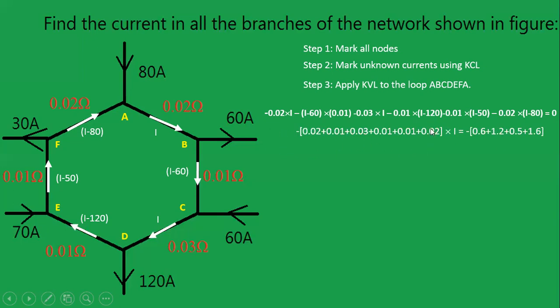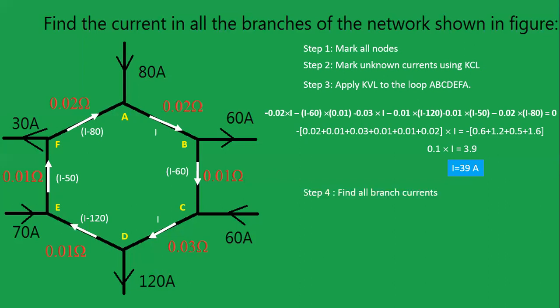So we have applied KVL to the loop, equated to 0, and upon rearranging, we are keeping the terms having I on the left hand side and the constant terms on the right hand side of the equation. Solving for I, we get I equal to 39 amperes, which means that the current I flowing from A to B is 39 amperes. So we have found current from A to B. We have to find current in all the branches. So substituting 39 in all these current expressions, we will find the current in all the branches.